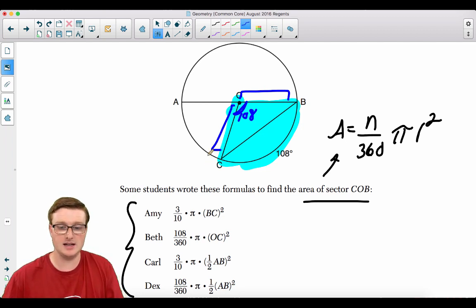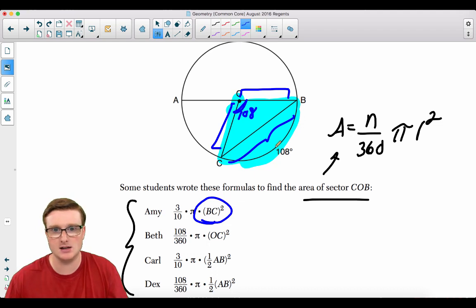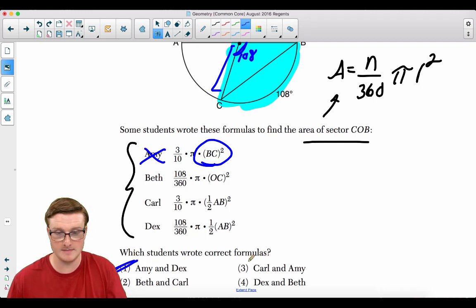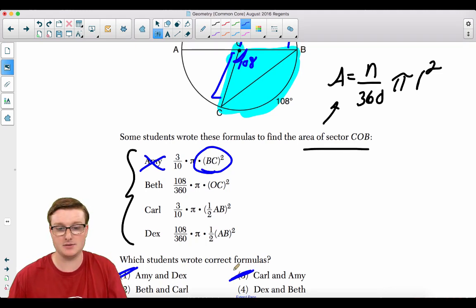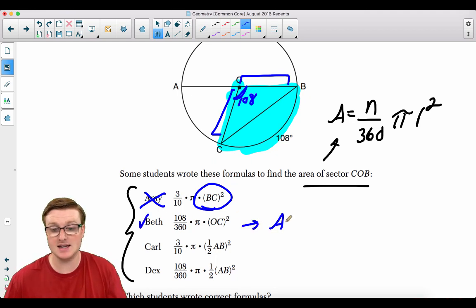So let's take a look here. Amy says that it is 3/10 times pi times BC squared. Just by looking at this BC squared, BC is not even a radius. So therefore, Amy is incorrect. So get rid of choices 1 and 3. Let's take a look at Beth. Beth says that it is 108 over 360, so that's good. 108 over 360, that's your n value, times pi times OC squared. OC is a radius. So Beth is correct because that is A is equal to n over 360 pi r squared. Great.